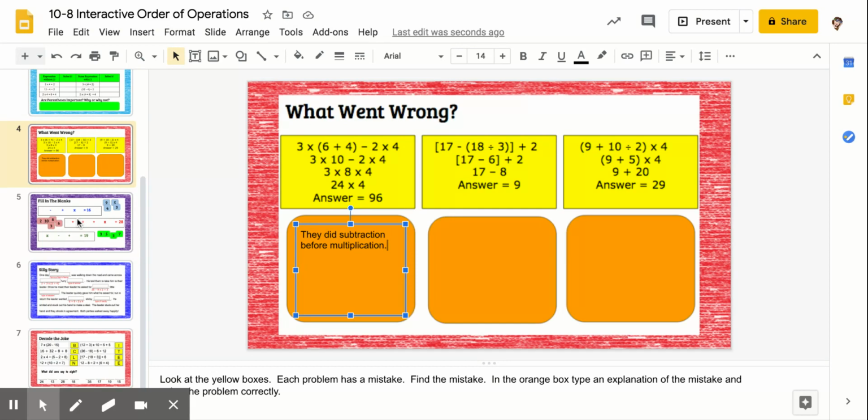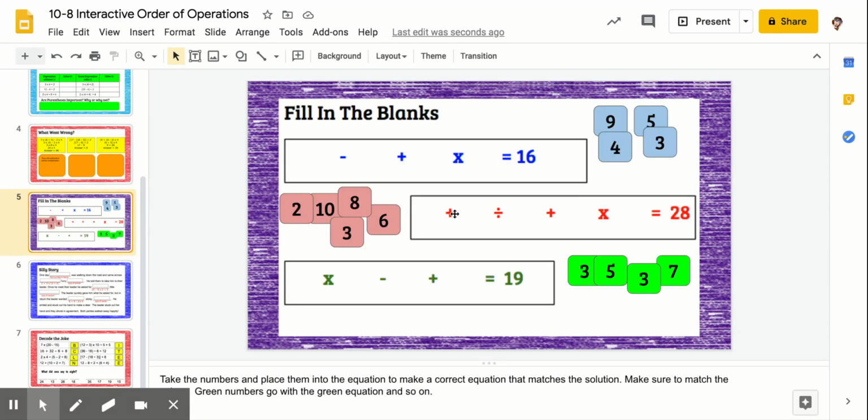Our next slide, we have some fill in the blanks. So we've got our operations here, and we have 4 squares. These blue will go with this blue problem, these red will go with the red problem, and the green will go with the green problem. You are going to solve to figure out how would I get 16. There's going to be a lot of trial and error on these questions.